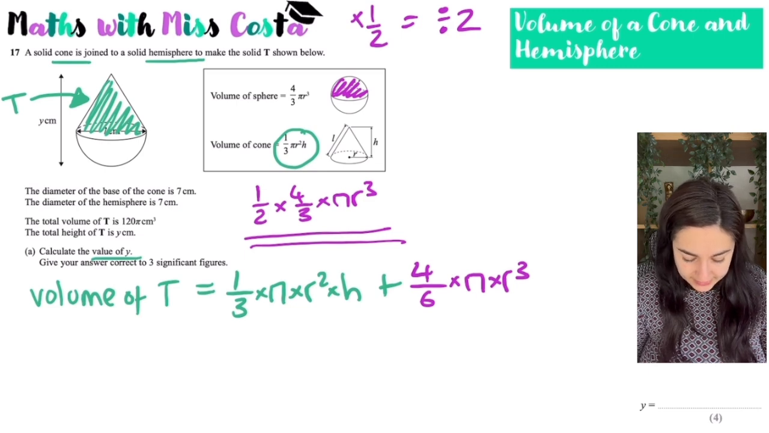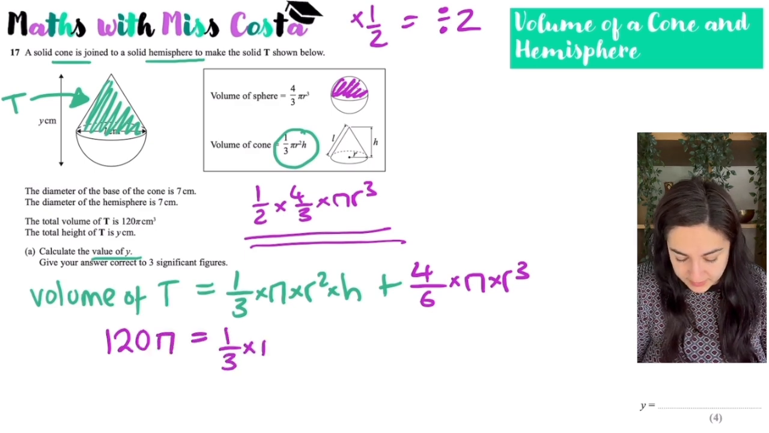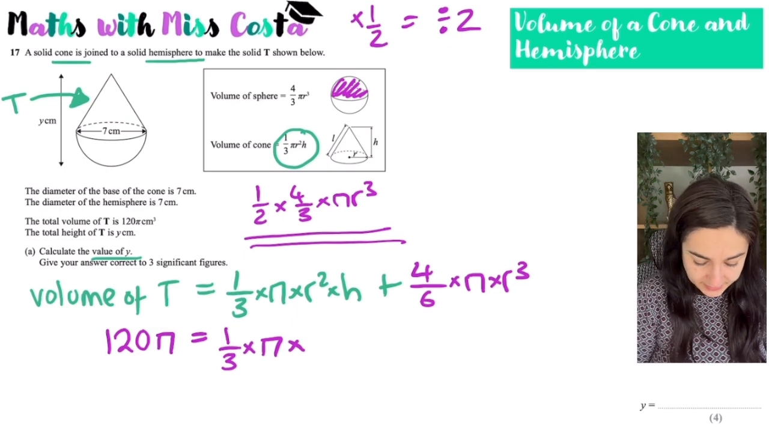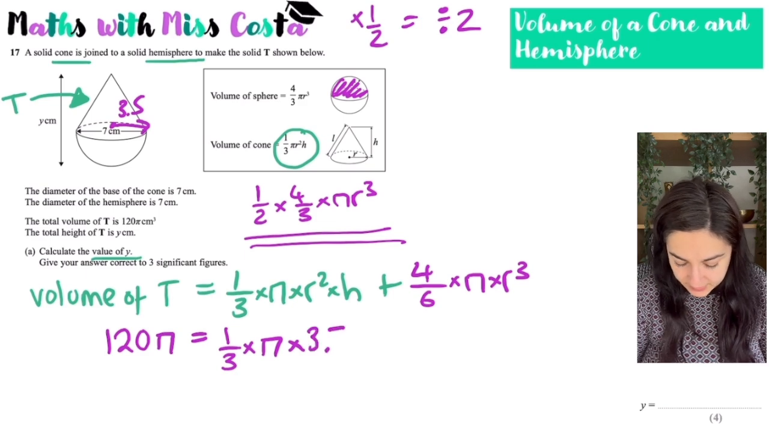And let's see what I can do. I can substitute the volume. So I know the volume is 120 pi. And I know that must equal 1/3 times by pi times by r. So r is the radius. So we've been given the diameter. So therefore the radius is half the diameter. So that would be 3.5. So 3.5 squared times by h.